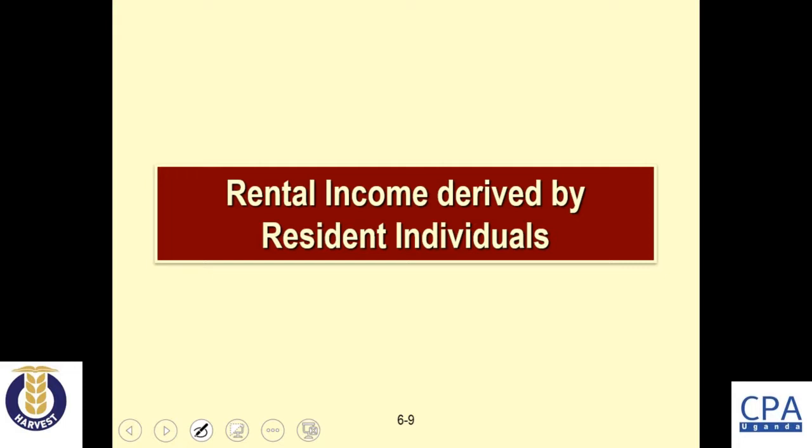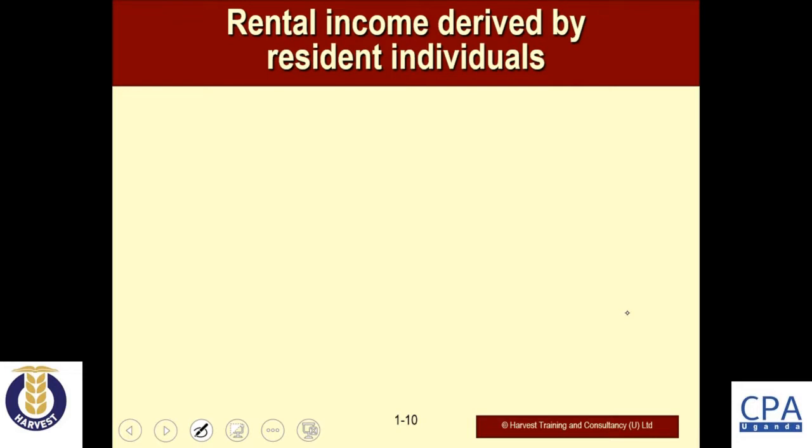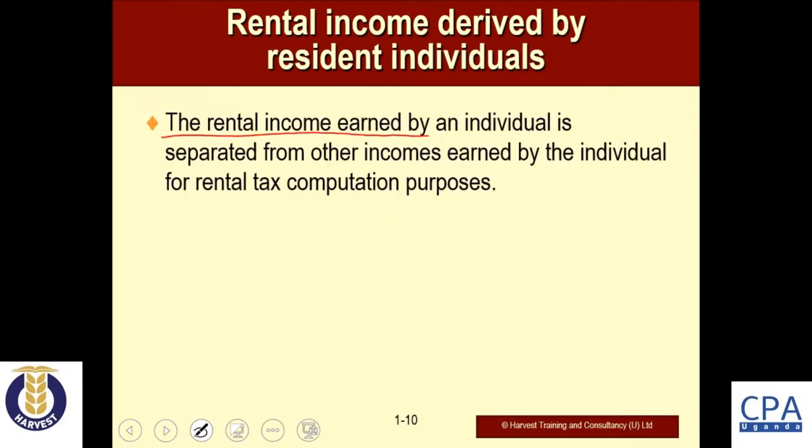So we want to know how the rental income is treated for tax purposes here. So in our slide here, we are saying that the rental income earned by an individual must be separated from other incomes earned by the individual for rental tax computation purposes. So the meaning of this is that if you are under employment, your employment income is going to be taxed separately from the income that you are deriving from your rentals. So that is the meaning of this here in bullet number 1.